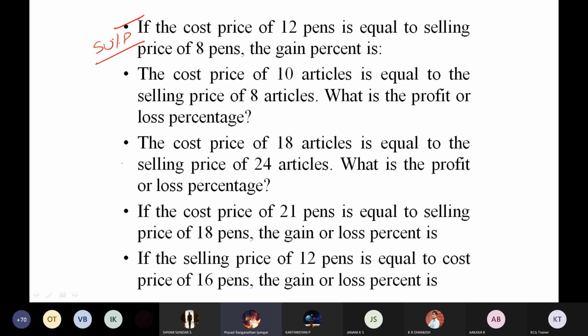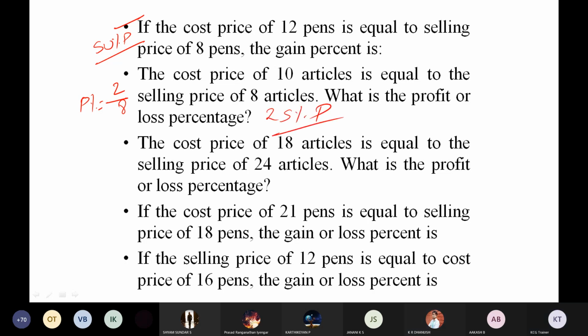Similar to the first sum only, sir. So it's a profit. We have to find profit percentage. How to find profit percentage? In the numerator, write the difference between the numbers. What is the difference between the numbers? 2. 10 and 8, 2. Denominator, how many are sold in this question? 8, sir. 2 by 8 is what fraction? 1 by 4. 1 by 4 is what percentage? 25. So the answer is 25% profit.